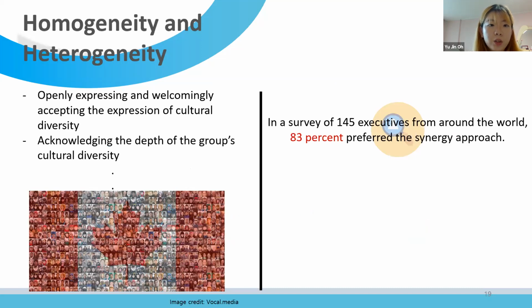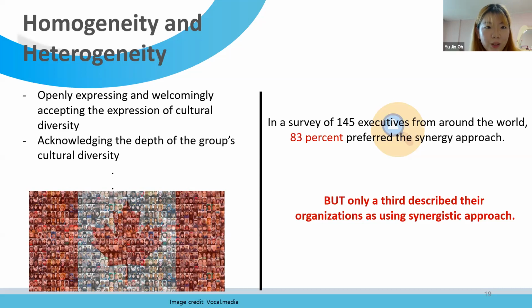As we can see in the cultural mosaic in Canada, heterogeneity means openly expressing and welcoming the expression of cultural diversity and acknowledging the depth of the group's cultural diversity. Then finally, let me explain one survey of 145 executives from around the world. 83% of them answered that they preferred the synergy approach. But did it really reflect real society? Unfortunately, only a third described that their organization was using a synergistic approach in reality. Then how can they improve their approach to be synergistic in their organization?